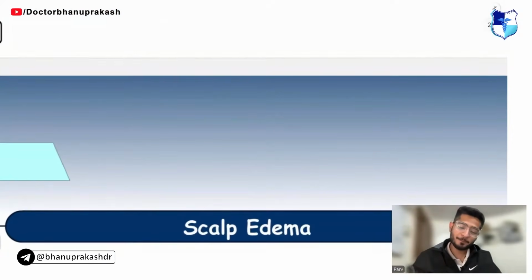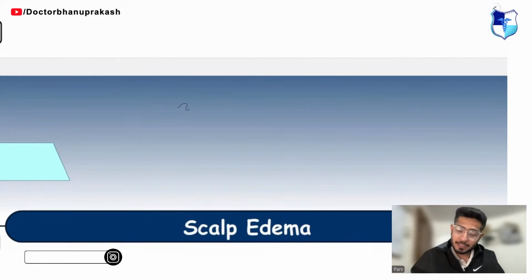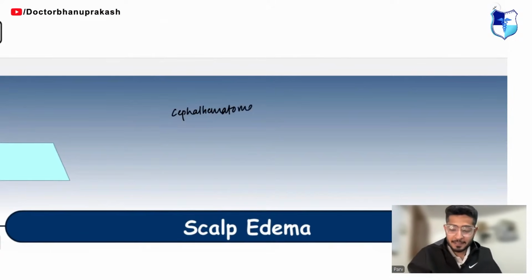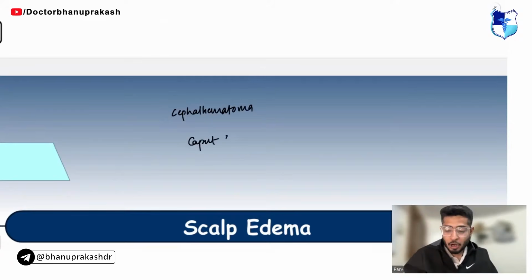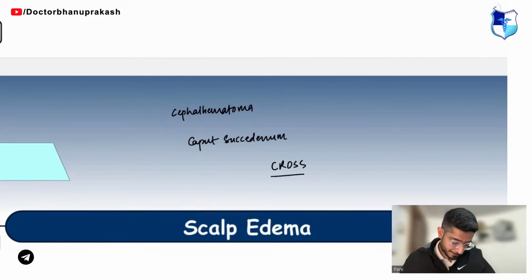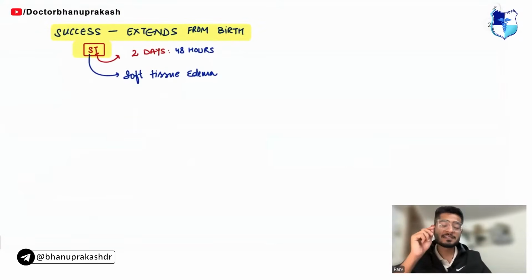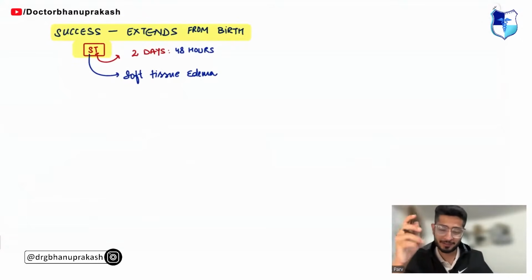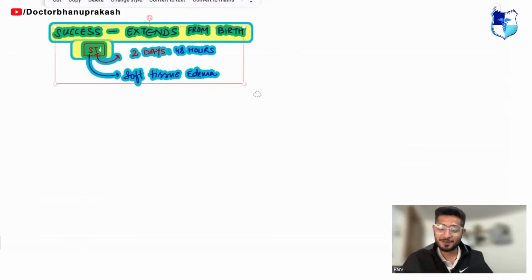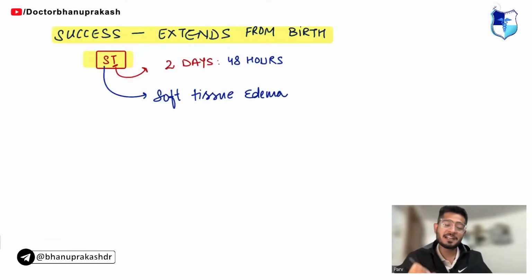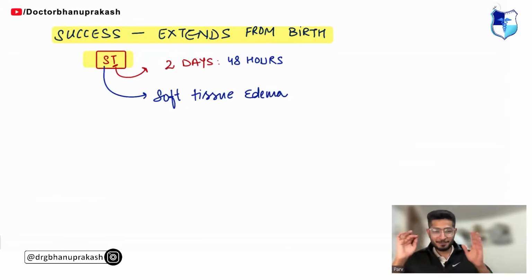Which of the two conditions, cephalhematoma or caput succedaneum, is going to cross the suture? I've got a trick for you. Success extends from birth. Whether a teacher is a new teacher or an old teacher, success extends from birth. This is my mnemonic for this class.